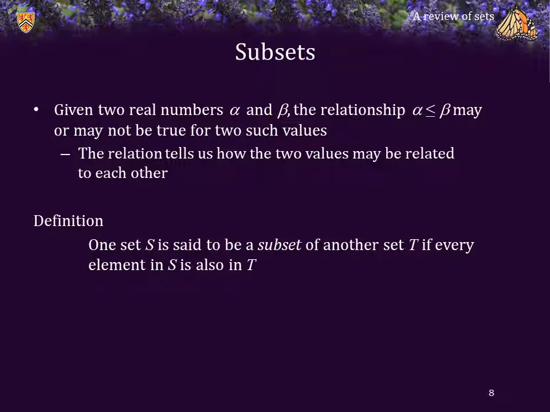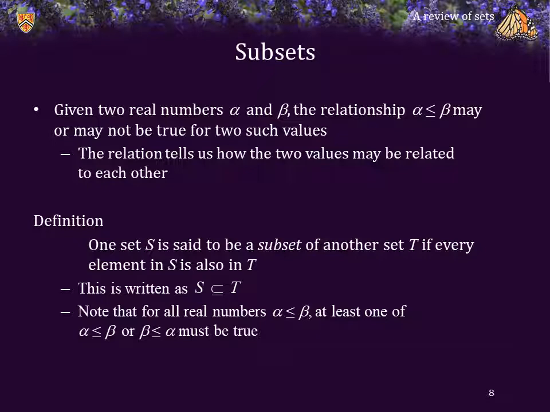Now, definition. One set is said to be a subset of another set if every element in the first set is also in the second set. So S is a subset of T if every element in S is also in T. This is written using this notation, which looks sort of similar to that of less than or equal to.